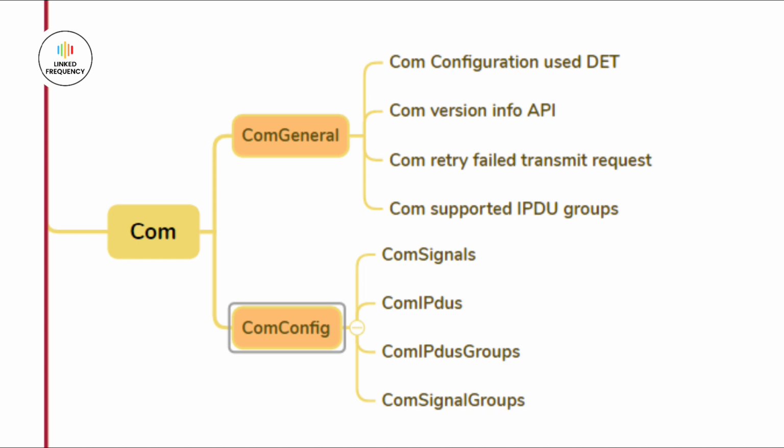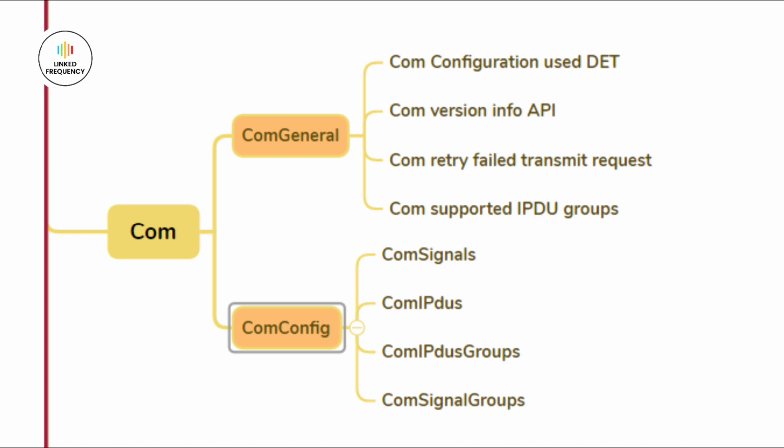ComIPdus. It contains the following parameters, such as ComPduIdRef, which basically provides reference to the global PDU structure of the COM stack. The next one is ComIPduGroupRef. It refers to the IPDU group to which this IPDU belongs. Moving on to the next one, that is ComIPduSignalRef. This provides reference to all the signals that are indicated in the IPDU. The next parameter is ComIPduSignalGroupRef. This basically provides reference to all the signal groups that are included in the IPDU. The last parameter is ComIPduSignalProcessing. It is used to configure when the signal indication takes place, either in immediate mode or in deferred mode.